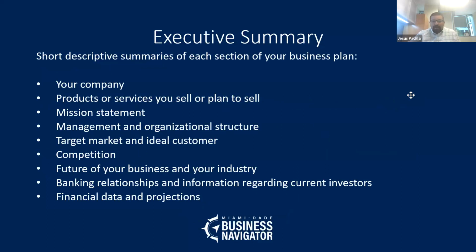So this is where you're able to briefly describe, summarizing each section of the business plan: your company, the products and services that you plan to sell, your mission statement, the management and organizational structure, the target market, the ideal customers, the competition, the future of your business or industry, the banking relationships, the financial data and projections. So all of these are short descriptions of each section of your business plan that will go into the executive summary. It's like you're reading a small glimpse of your business, and then it will dive in more deeply based on these key areas of your business plan.